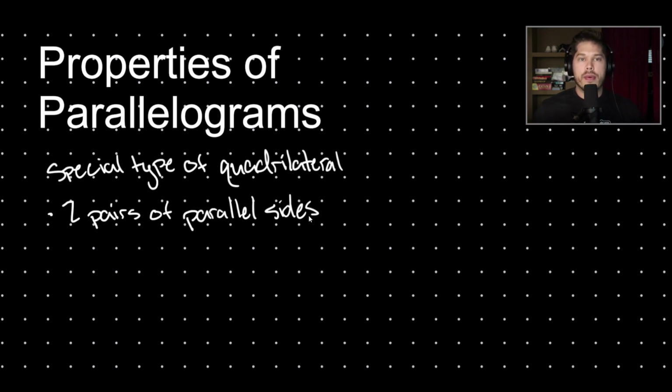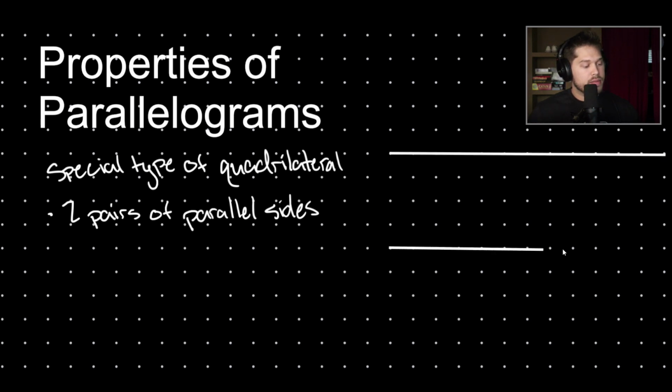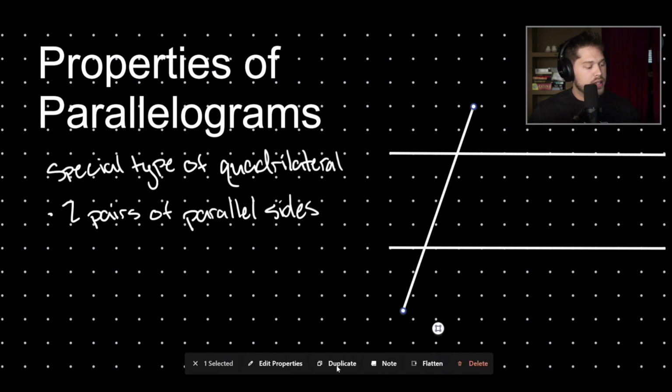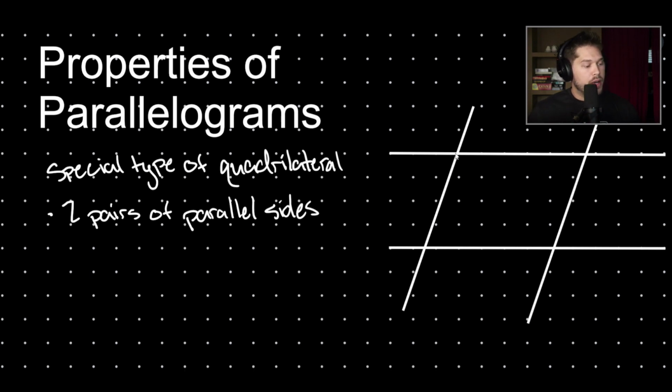Now, let's talk about what properties unfold from us having these two pairs of parallel sides. So let's go ahead and draw some parallel lines. Here we have a line. Here's another. Okay, and let's go ahead and duplicate this line, shift it over some. And so here we have a parallelogram. I'm going to go ahead and highlight it in this yellow.